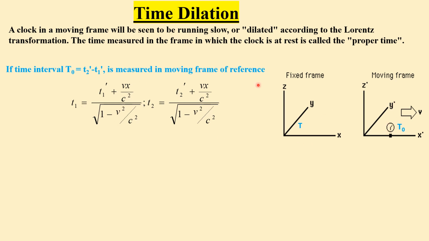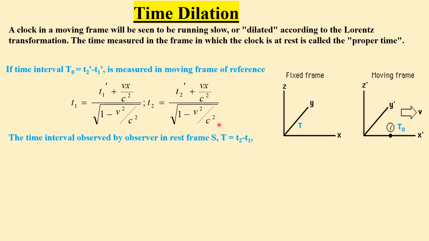So we have t2 prime and t1 prime for two events in the moving frame, and we need t2 and t1 in the fixed frame. So t1 and t2 are related to t1 prime and t2 prime by the inverse Lorentz transformation equation, because the prime values are known here and we need the non-prime values, t1 and t2, at rest. So t1 equals t1 prime plus vx by c square divided by under root 1 minus v square by c square, and similarly for t2.